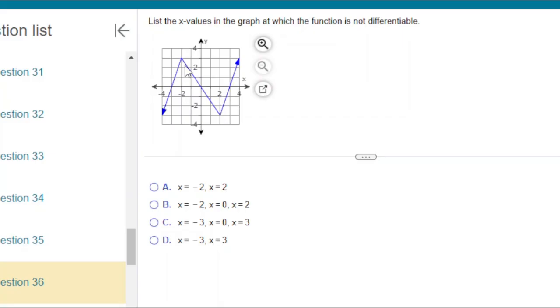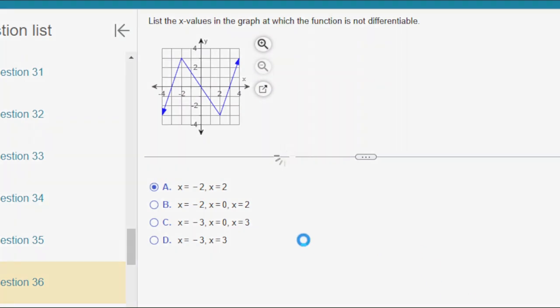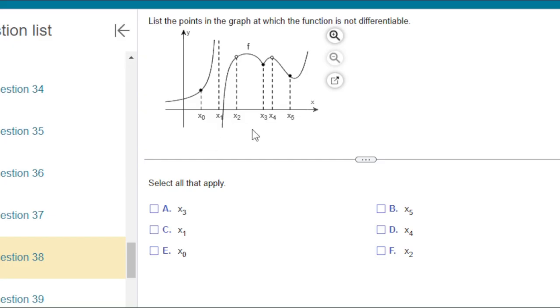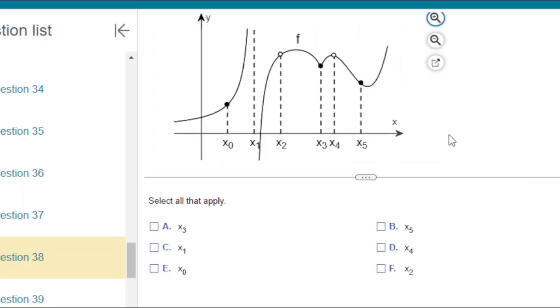Okay, on number 36, we have these sharp corners here at negative 2 and also at 2. Right? So at negative 2 comma 3 there and 2 comma negative 3, right? So at negative 2 and 2, the function is not differentiable. What about here? It's asking us to find all the places where the function is not differentiable.